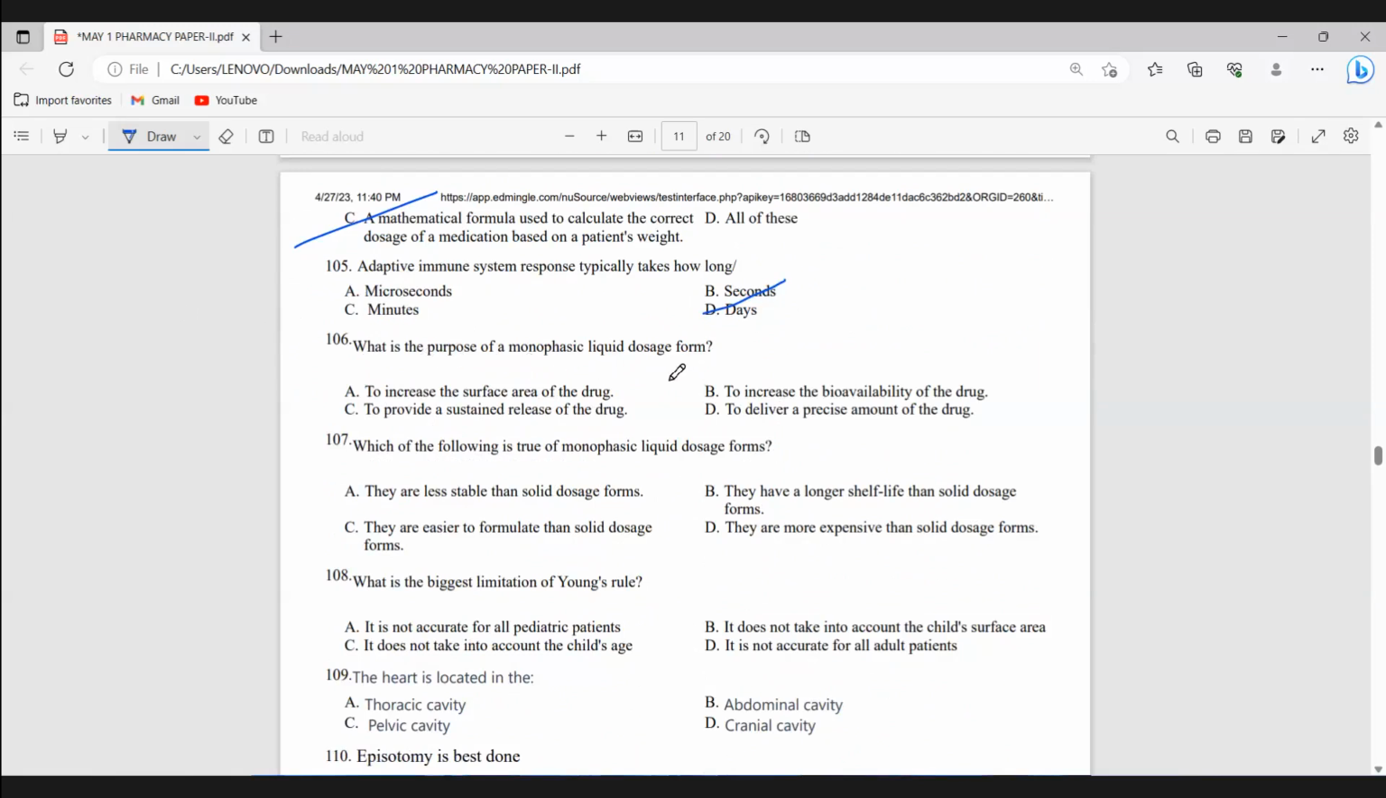106, what is the purpose of monophasic liquid dosage form? To increase the surface area of target, to increase the bioavailability of the drug, to provide the sustained release of the drug. None of the above would be your answer. These all are not taken into consideration.